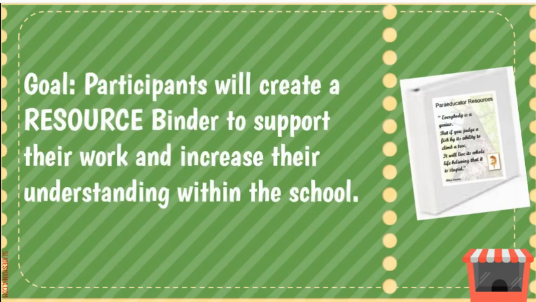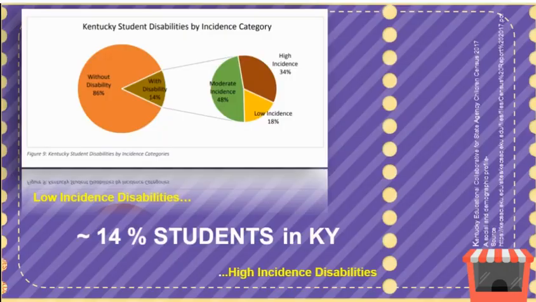The goal of today is that participants will actually create the binder. The reason why we're doing this is that in the 2017 census, there are, in fact, about 14% of students in Kentucky that have been identified with a disability. And that goes from anywhere from low incidence disabilities to high incidence disabilities. And so our role is going to be as educators.